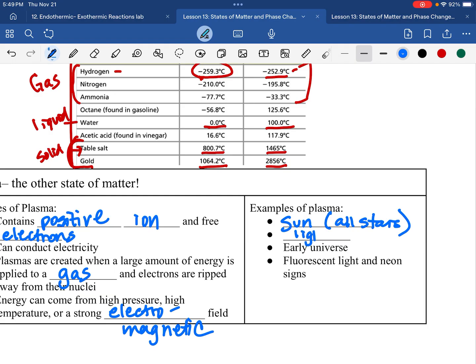We can experience plasma here on Earth in lightning. Lightning is plasma. Everything in the early universe, right after the Big Bang, was plasma. Also fluorescent lights, those tubes of lights, there's plasma in there. If you see a neon sign, that's plasma. And you're going to watch a little video and answer a few questions about that. And that's the end of the notes.